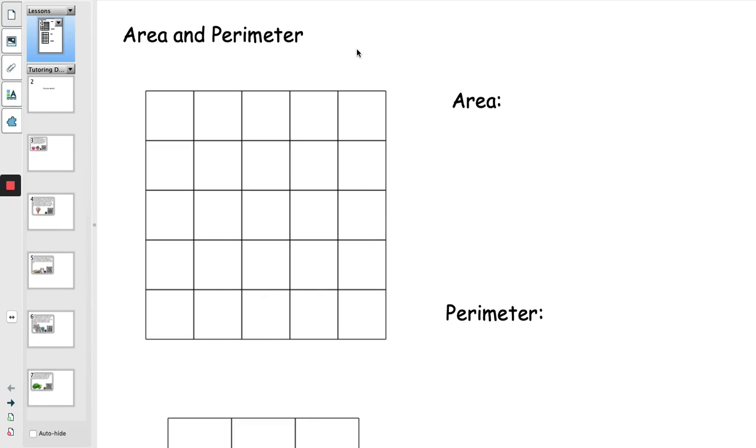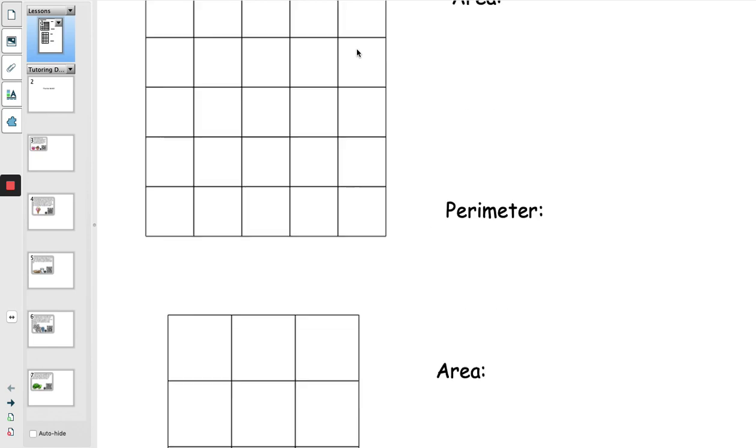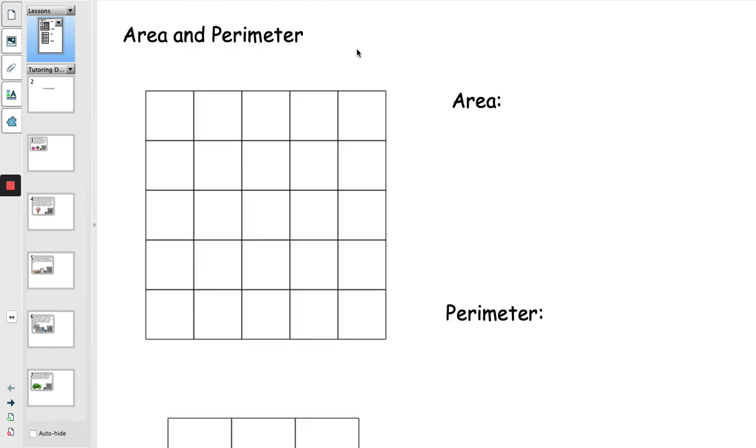Today we are working on area and perimeter. I have two sample problems, and then you are going to do the two problems in your packet. But when we are looking for area, no matter what with area and perimeter, we want to find how long across and how long up and down.